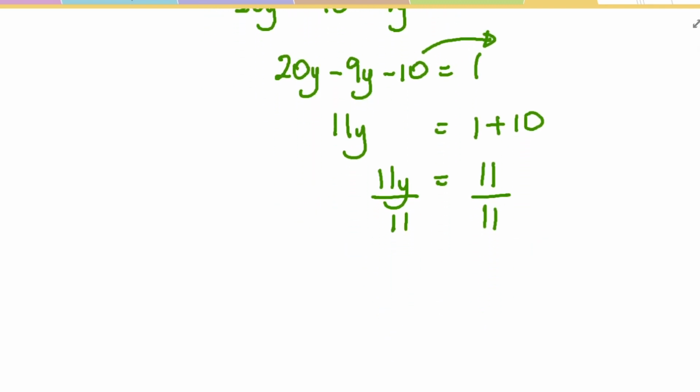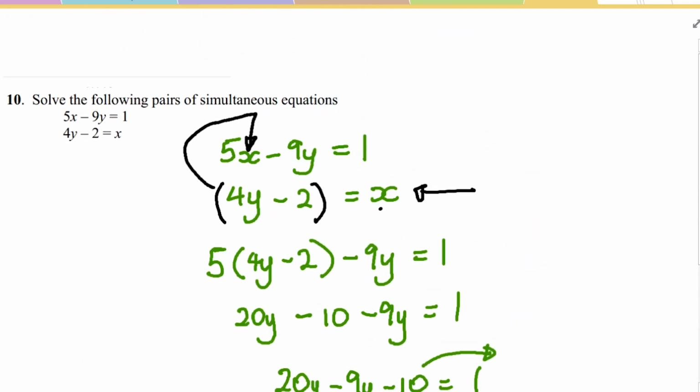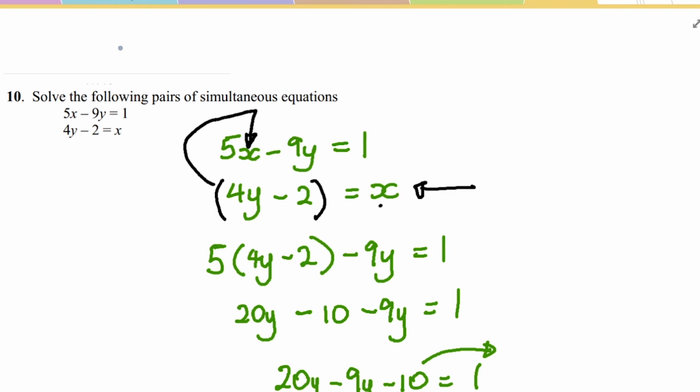When we divide both sides by 11, this goes with that, we remain with our value of y as 1. So now that we have our value of y as 1, we can go ahead and find the value of x by substituting for the value of y in any equation here. Let's substitute in the second one.